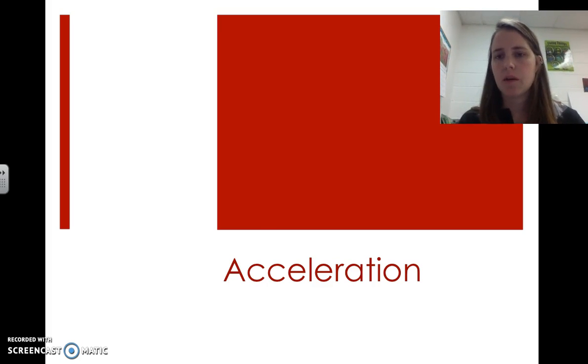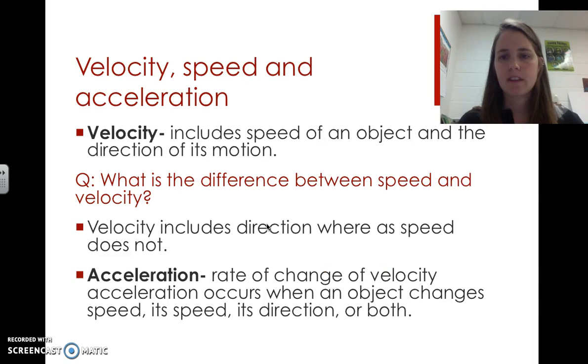All right, we are going to talk about acceleration. A couple terms that you've started to hear me use is velocity. Velocity and speed are very similar. Velocity includes the speed of an object, but it also includes the direction of motion. If it's going a certain way or if it's going another way, velocity takes that into account. Sometimes that means that velocities are negative, sometimes that means they're positive, and so on and so forth. So the difference between speed and velocity is that velocity includes direction, whereas speed does not. Speed just tells you how fast something is going.